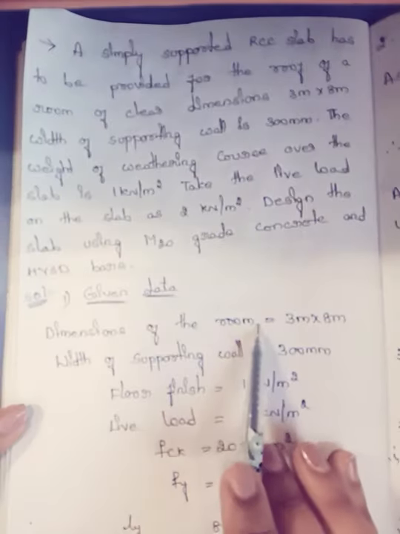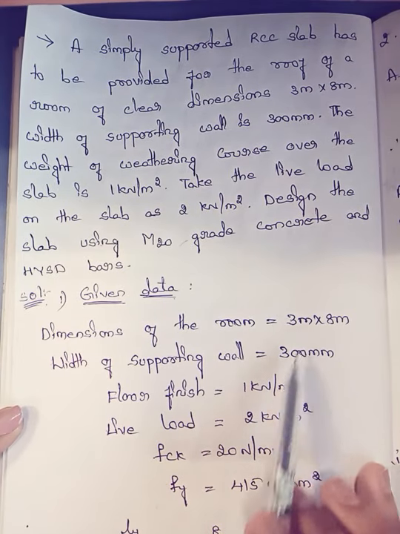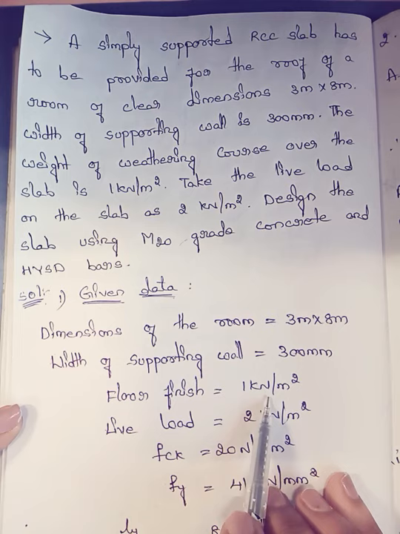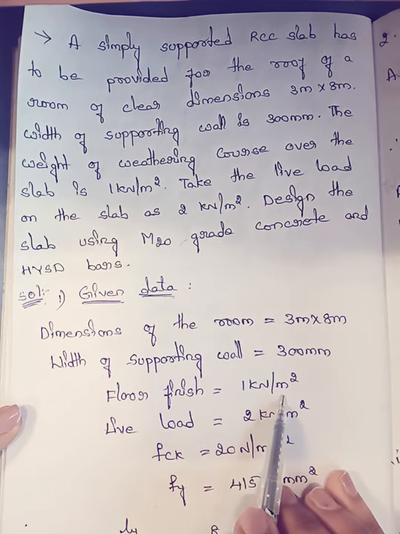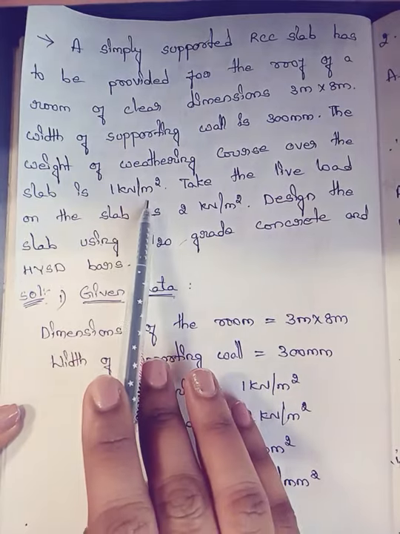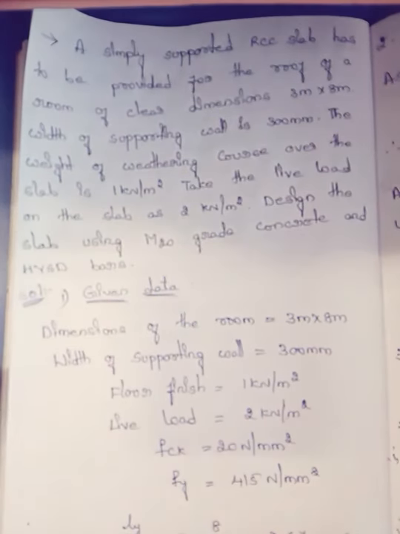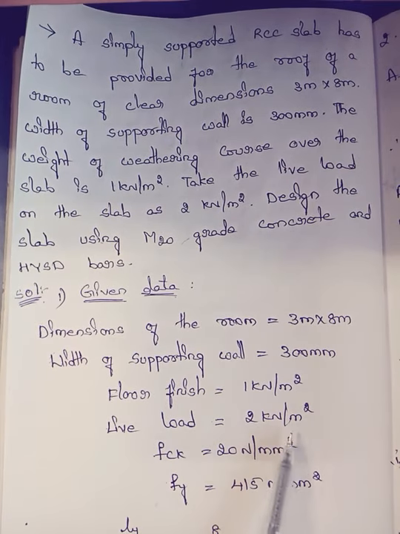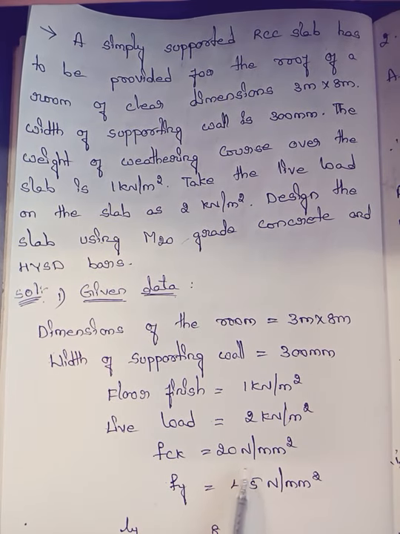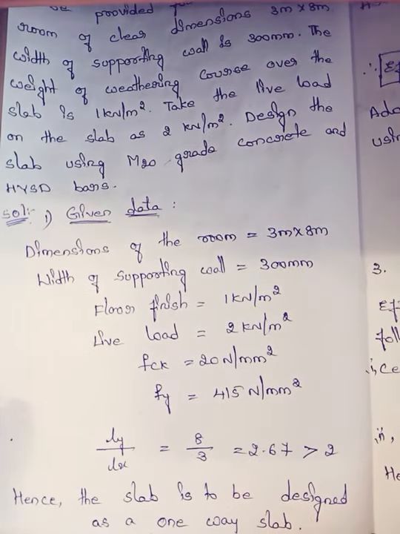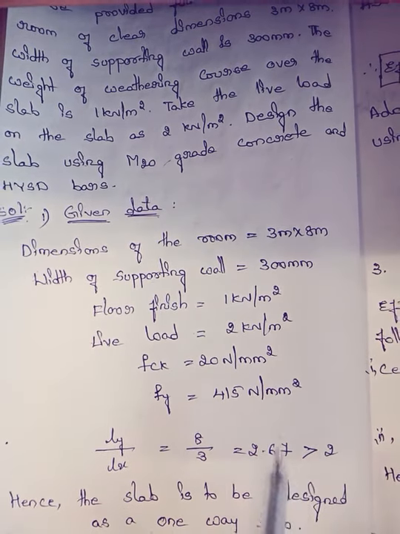The dimensions of the room are given as 3 meters by 8 meters, and the width of supporting wall is 300 mm. Floor finish is 1 kilonewton per meter square, so it is given in the question. The weathering course over the slab is 1 kilonewton per meter square, which is nothing but the floor finish. Live load is equal to 2 kilonewton per meter square, fck is equal to 20 Newton per mm square and fy is equal to 415 Newton per mm square. So this is the given data.